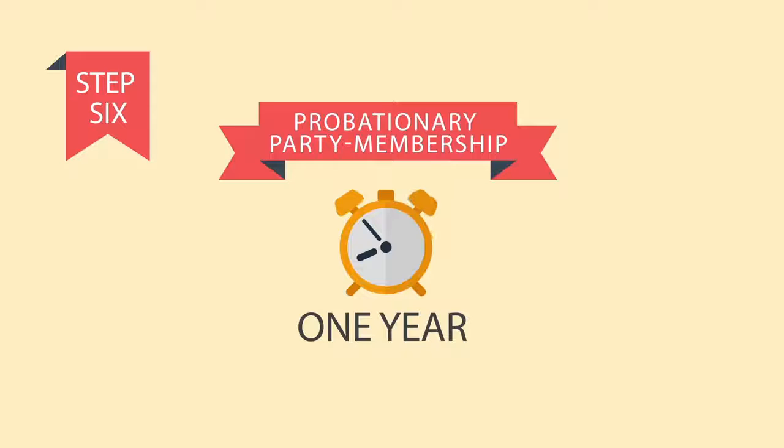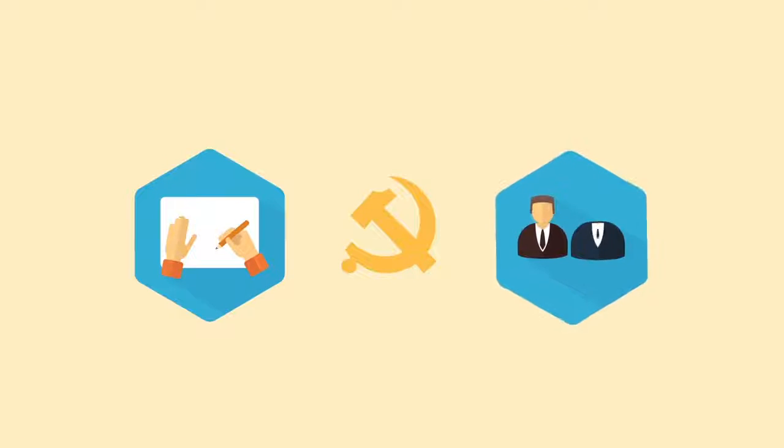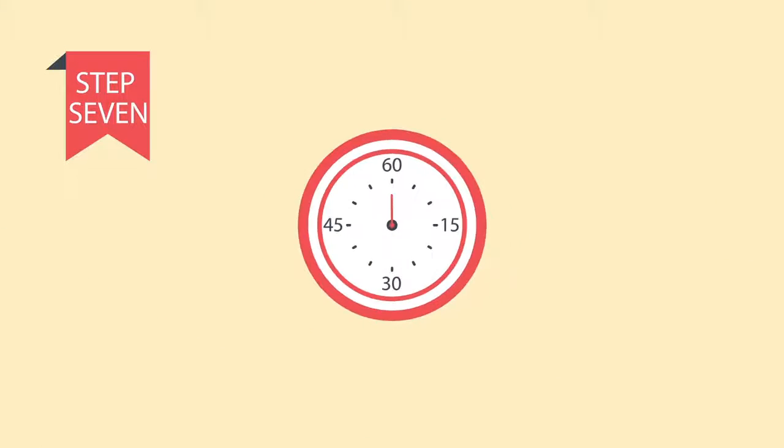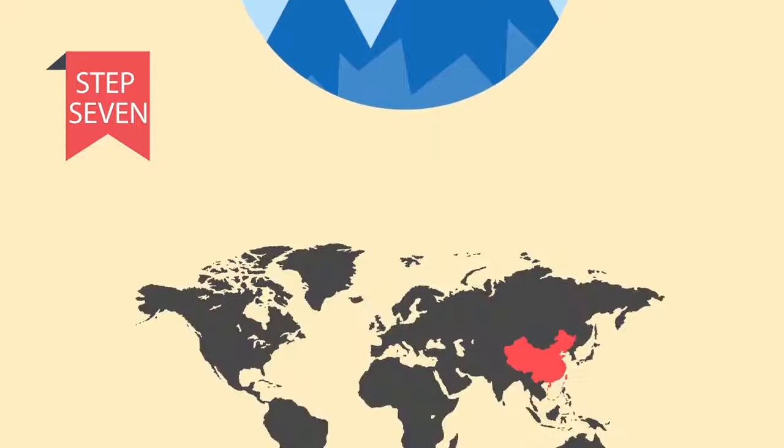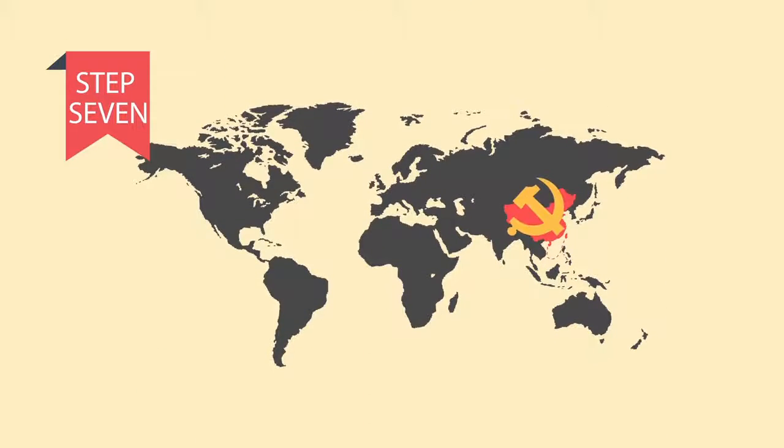This probation period takes 1 year, during which you have to advance your study about the party and attend more party-organized activities. Step 7. You did it. After making it through the probation period and passing with flying colors, you receive full party membership. Welcome to the biggest party on earth.